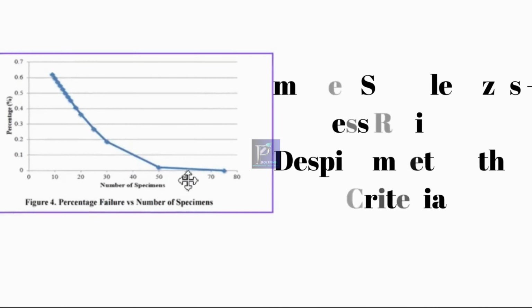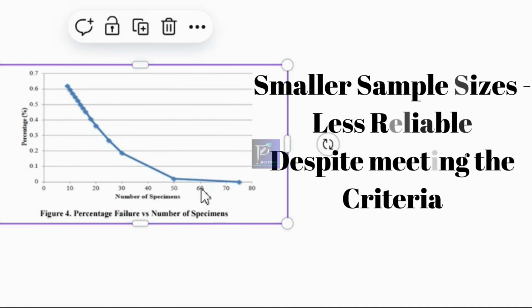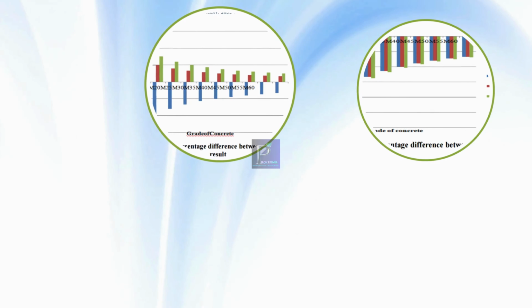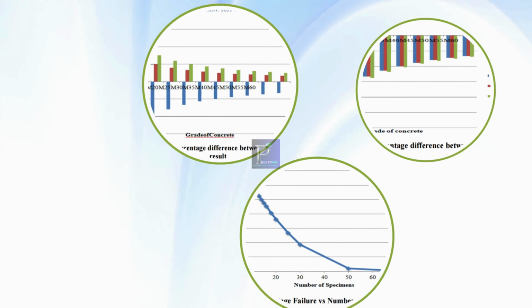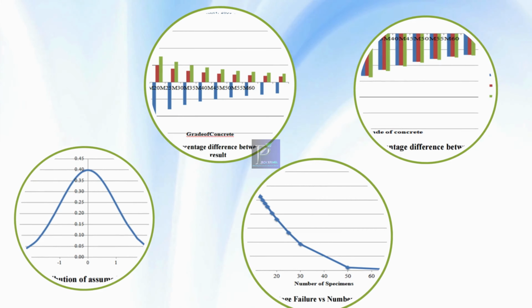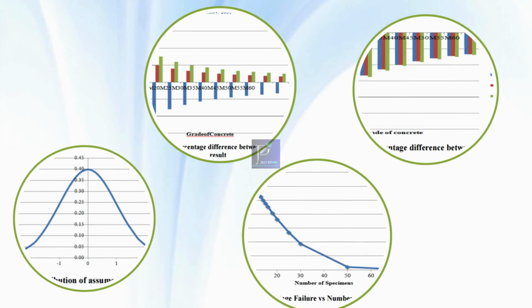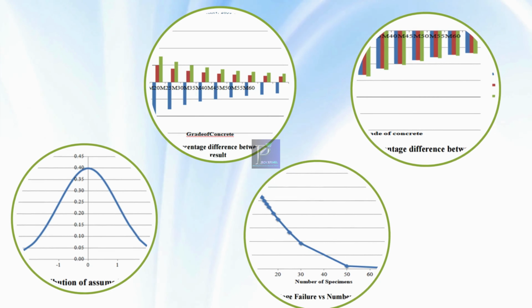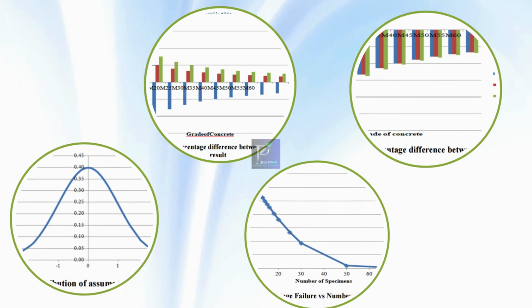So this finding underscores the importance of using an adequate number of samples in compressive strength testing to ensure accurate and reliable results. This analysis also highlights the limitations of the current codal provisions, which often result in the rejection of concrete mixtures even when their compressive strength exceeds the characteristic strength.